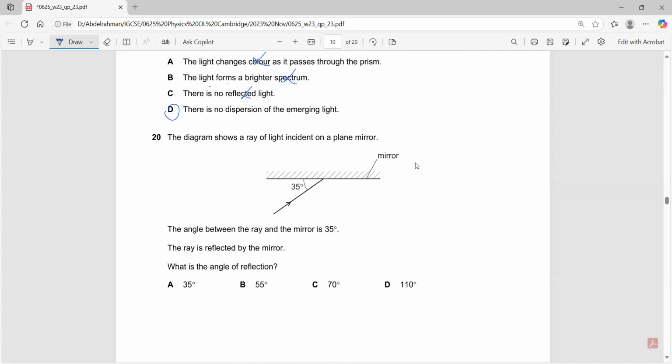What is the angle of reflection? 35, is it? No, it's not 35. It has to be 55. Why? Because the angle of incidence is actually 55, which is 90 minus 35.